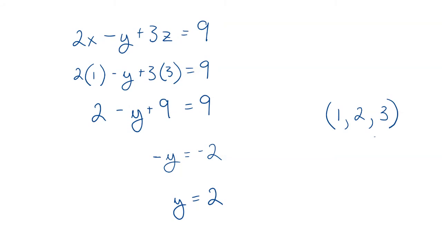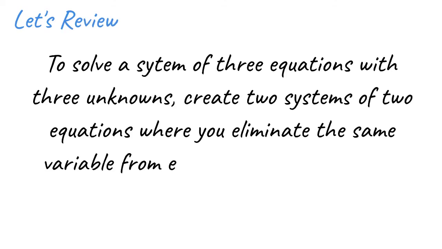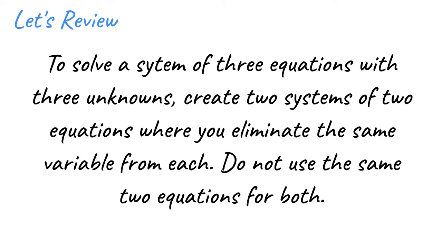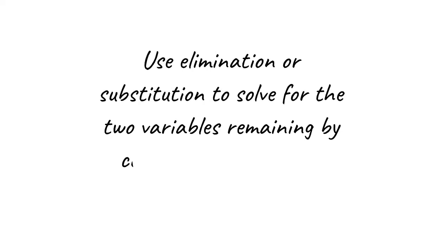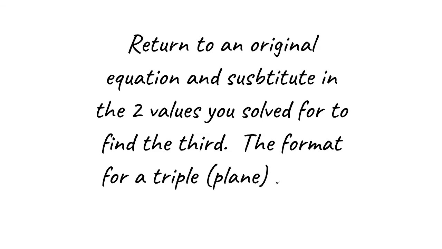So let's review. To solve a system of three equations with three unknowns, create two systems of two equations where you eliminate the same variable from each. Do not use the same two equations for both systems. Use elimination or substitution to solve for the two variables remaining by combining the two new equations created. Return to an original equation and substitute in the two values you solved for to find the third. The format for a triple or plane solution is x, y, z.